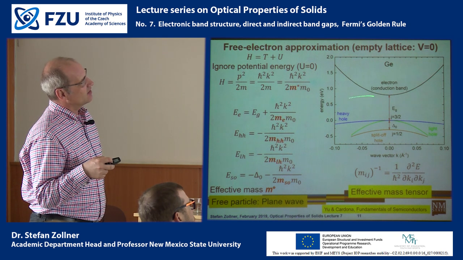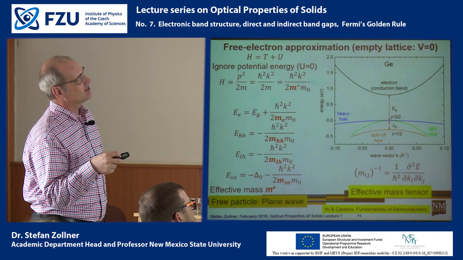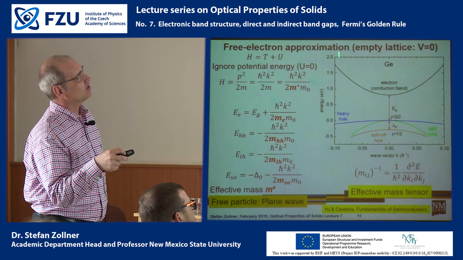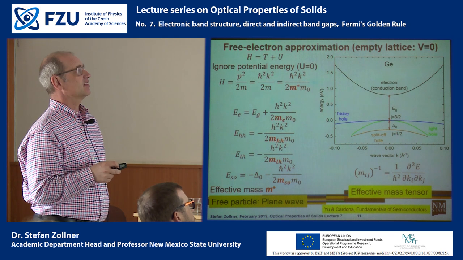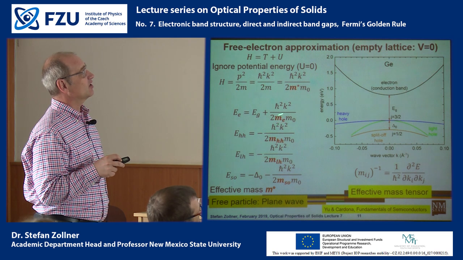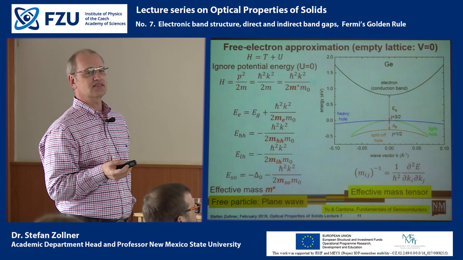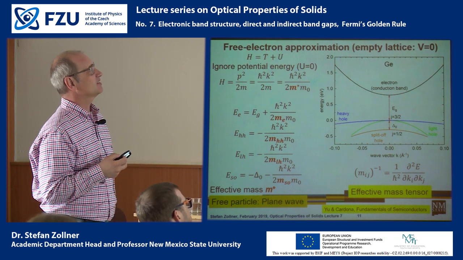If this effective mass was 1, then the band would be basically flat. So to see any kind of curvature on this scale, I need a very small effective mass. And for germanium, the effective mass is only about 1/20th of the electron mass in vacuum.